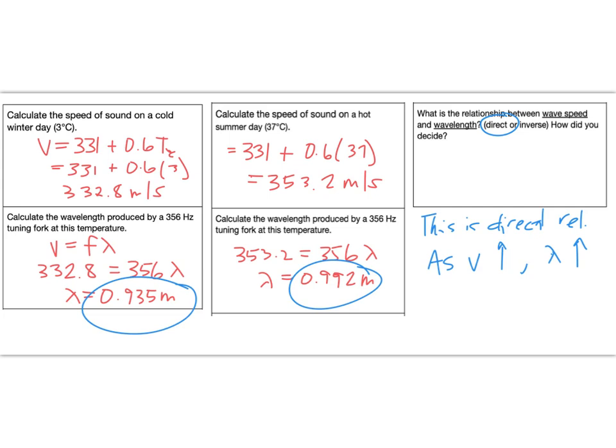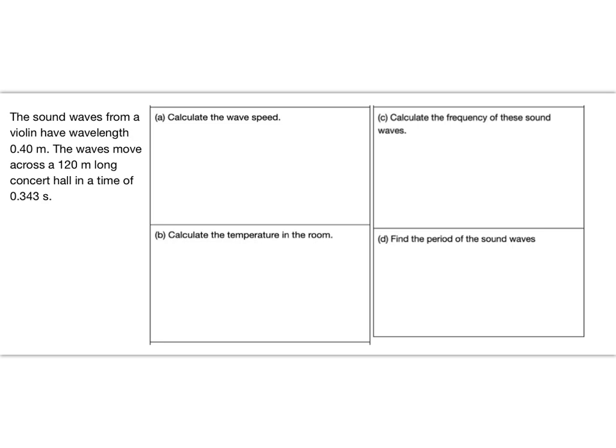All right, let's look at one more. So in this case, we've got some information. This is similar to something we've done in the past. It's actually a question off of a previous quiz. So the waves are moving across this concert hall that's 120 meters long in a certain amount of time, 0.343 seconds. And so we can go to an old idea for wave speed, okay? So it doesn't always have to be that new formula. We still have all of our other formulas as well.